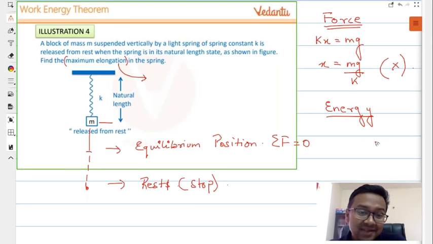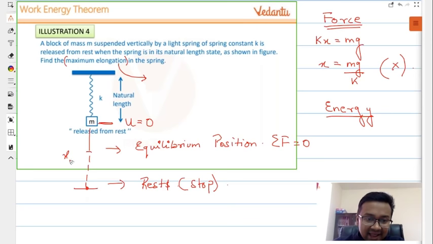What happens at the maximum elongation? Students, very simple. From its natural length, I consider this as my initial potential energy, that is equal to zero, and let's say it goes down by x naught. So here its potential energy U final will be minus mg x naught.